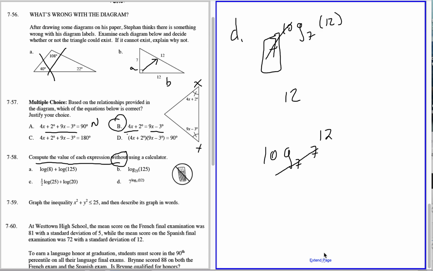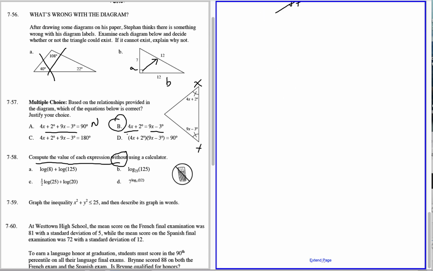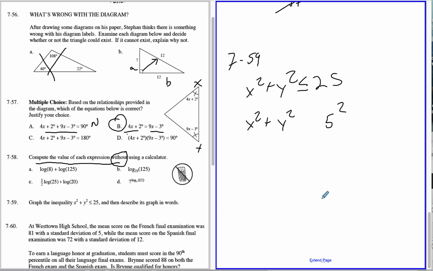Extend the page. 759, we have graph the inequality. We got x squared plus y squared is less than or equal to 25. I know x squared plus y squared is a circle. If I change this to a circle equation, that would be 5 squared, right? So this 5 is my radius.